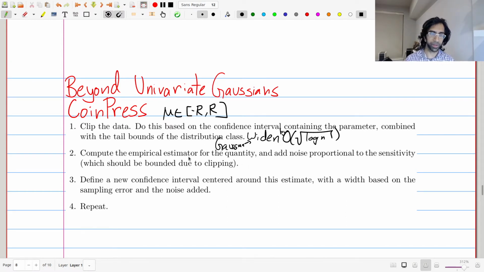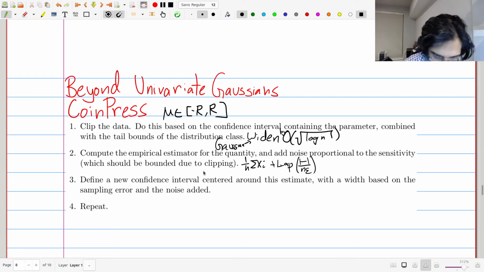The next thing is compute the empirical estimator for the quantity and add noise proportional to the sensitivity. So for example, in the mean estimation case, you just compute 1 over n summation of f of xi, I guess technically, and you add noise proportional to the sensitivity. So plus Laplace. And this is going to be bounded just based on the width of the clipping interval, the term that appears in the numerator here.